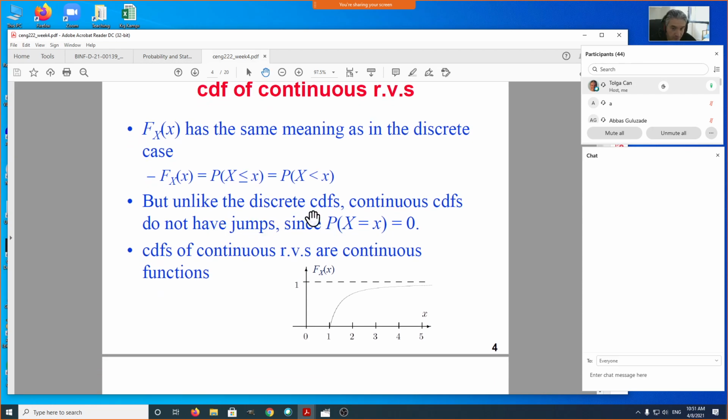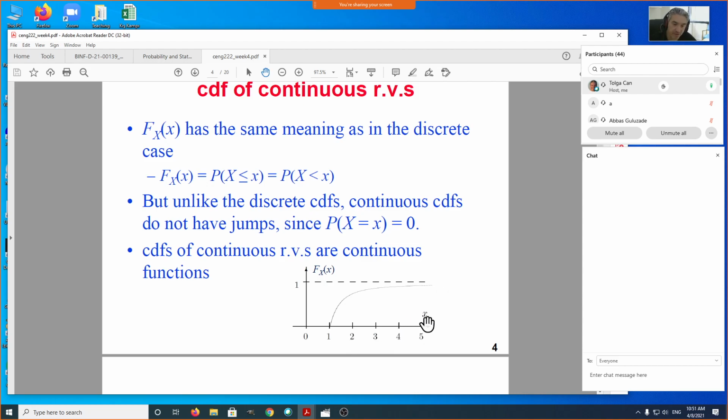Unlike the discrete cumulative distribution functions, continuous CDFs do not have jumps. They do not have immediate jumps. Since the point-like probabilities are zero, we cannot have an immediate jump at a point. Therefore, cumulative distribution functions of continuous random variables are continuous functions like this. They start at 0, and it's a non-decreasing function that will reach 1 at some point.